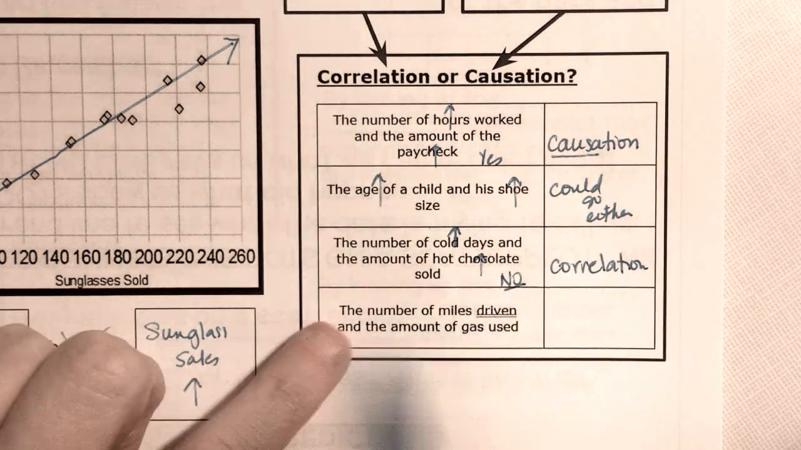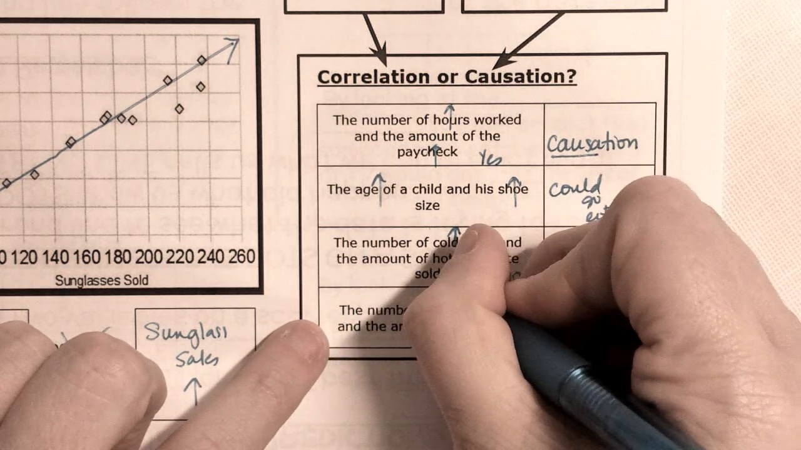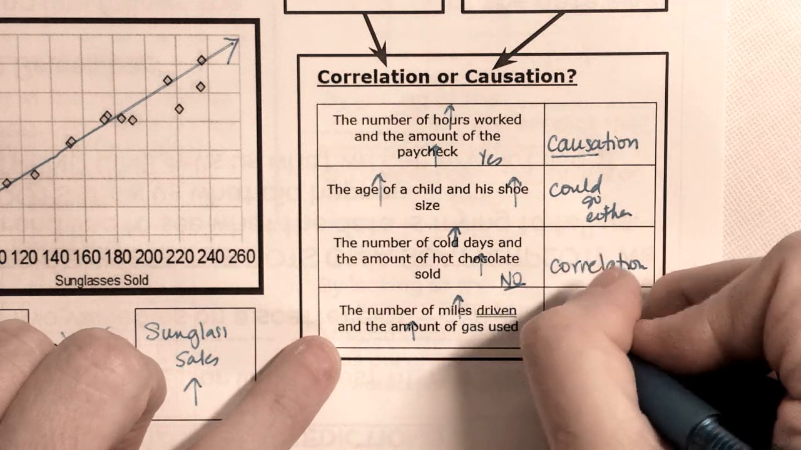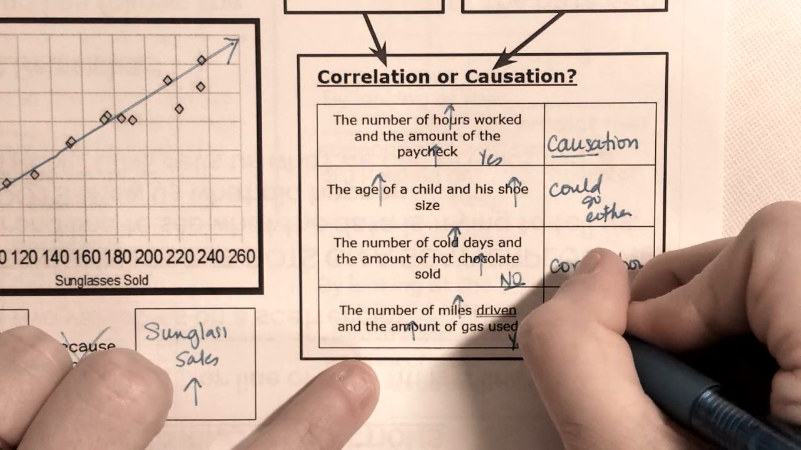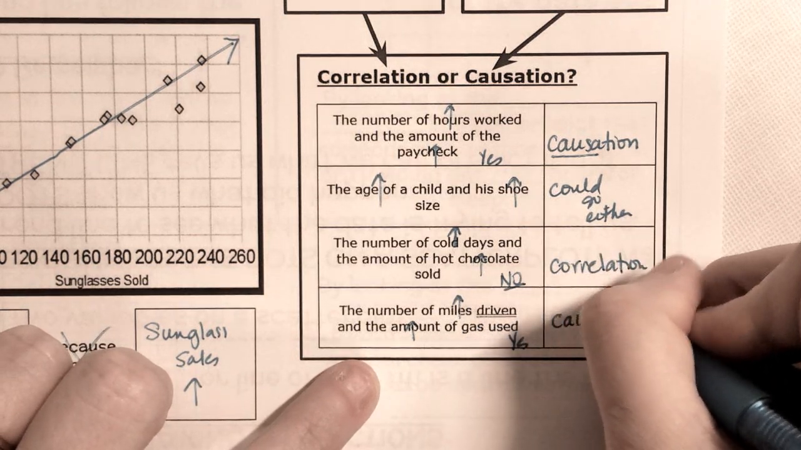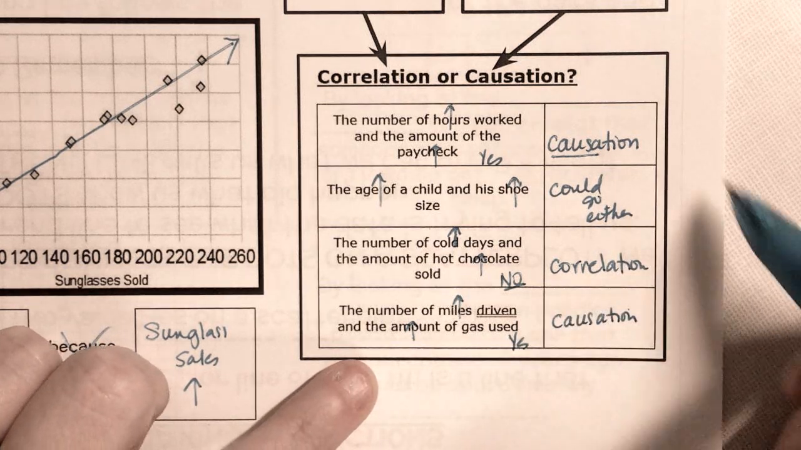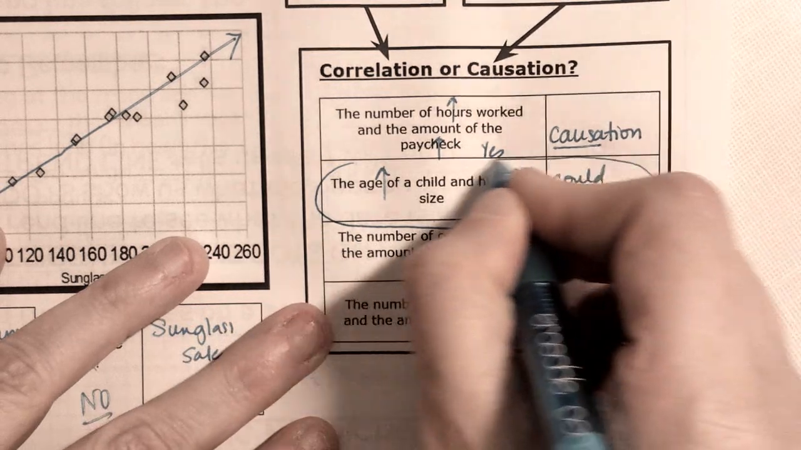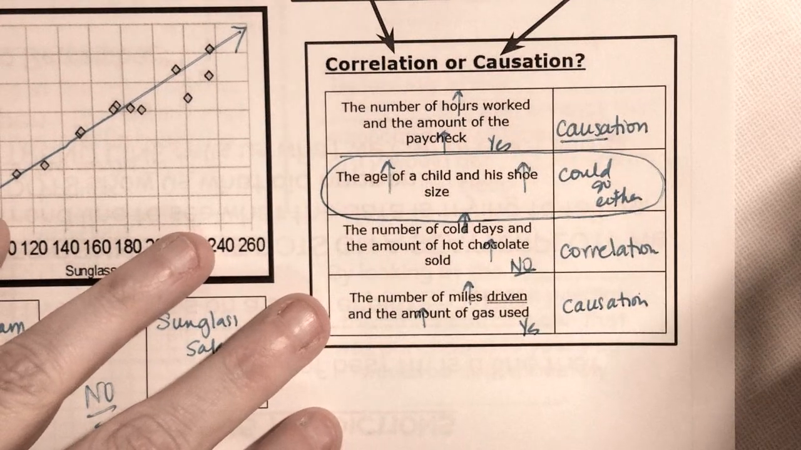Okay? The number of miles driven. If I drive more miles, do I have to get more gas? Absolutely, yes. If it's a yes, it's a causation. And that's part of what makes some of these tricky. Like this one in particular, part of what makes it tricky is that it could go either way, and it's really a matter of how you interpret it.